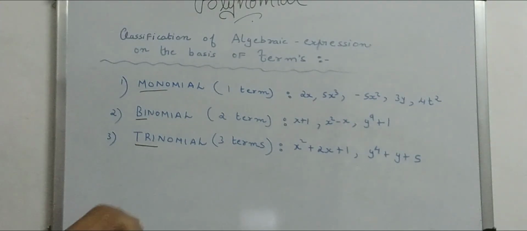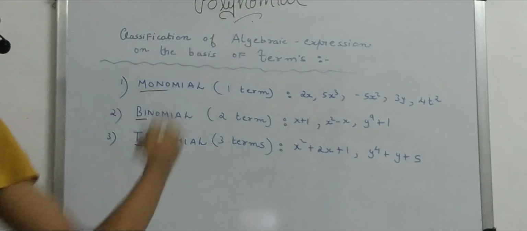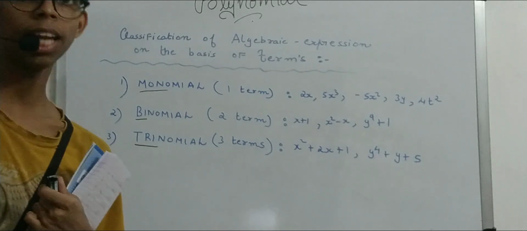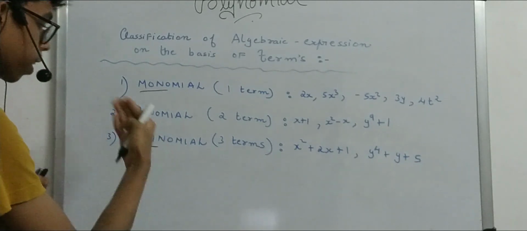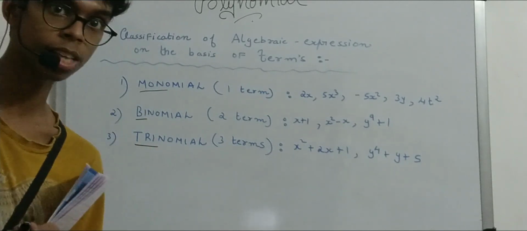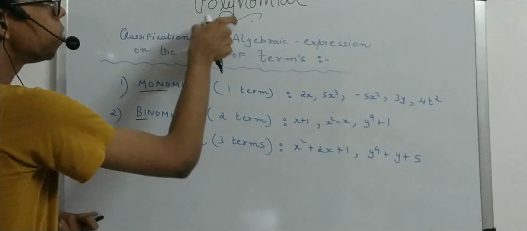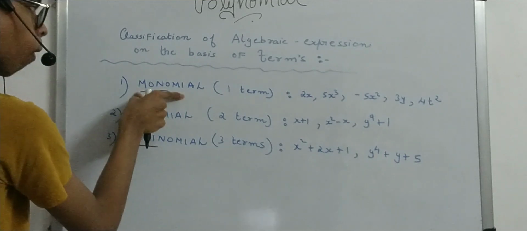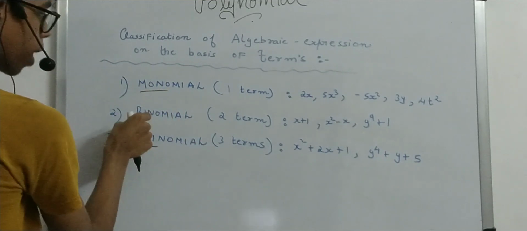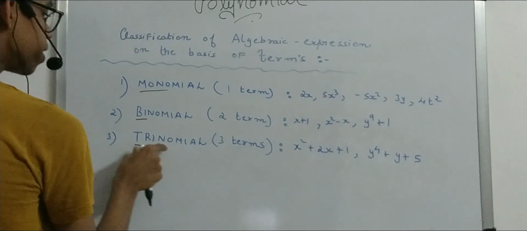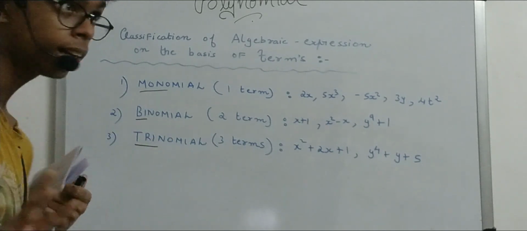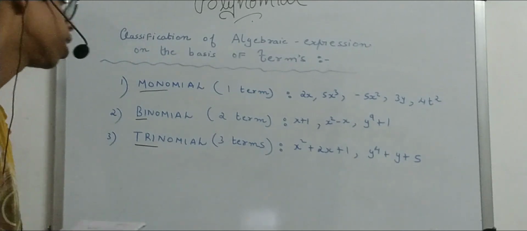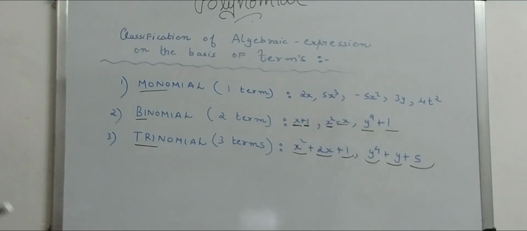So now you might have understood what is meant by a polynomial. Polynomial means an algebraic expression which can consist of any number of terms. It can consist of 4 terms, 5 terms, 6 terms, 7 terms, any number of terms. The word poly means many. When I say monomial, it should contain only one term. When I say binomial, it should contain 2 terms. When I say trinomial, it should contain only 3 terms. But when I say polynomial, it can contain any number of terms. I hope it is clear.